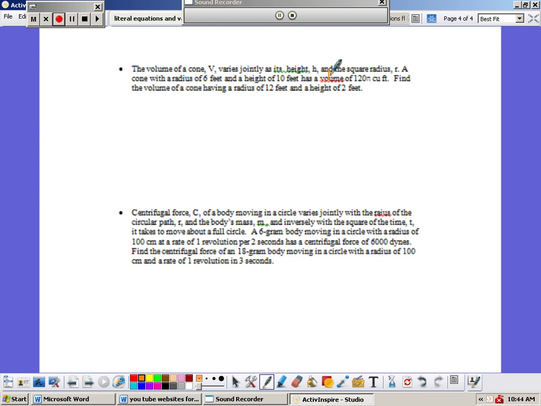120 pi cubic feet. Find the volume of a cone having a radius of 12 feet and a height of 2 feet. Okay, sentence by sentence. The volume of a cone varies jointly with the height and the square of the radius. A cone with a radius of 6 feet and a height of 10 has a volume of 120 pi.